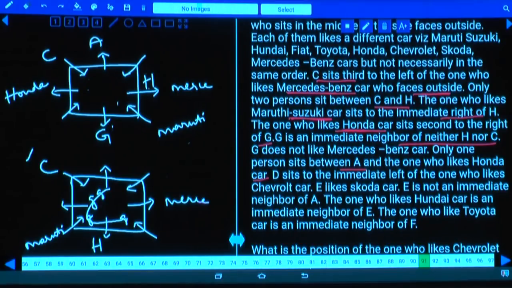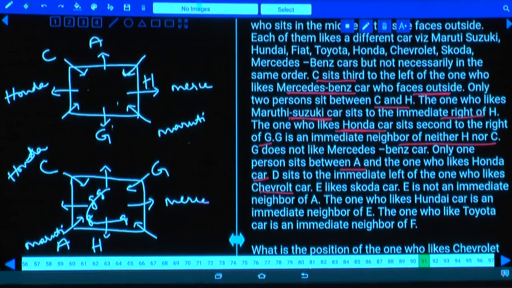If G is here, G is finalized here. If G is here, then the person who likes Honda car is C. If C is here, one person between A and C, A must be here. Done with this? Then A and the one who likes Honda car. D sits to the immediate left of the one who likes Chevrolet. And D is to the immediate left of the one who likes Chevrolet car.